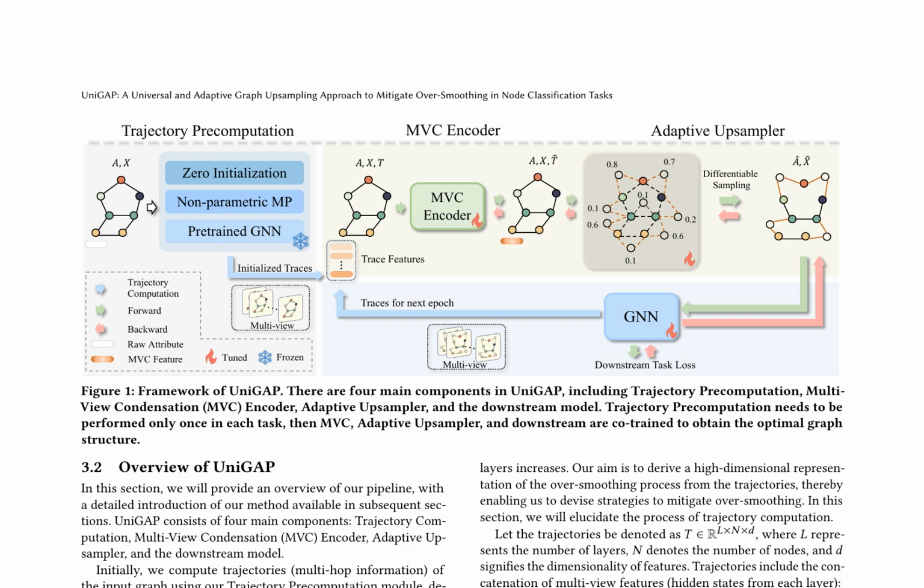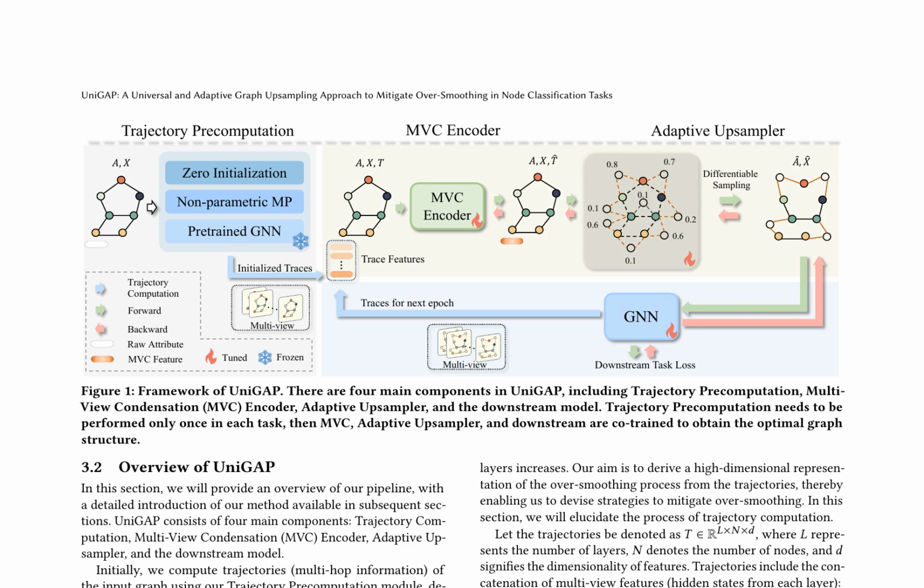UniGAP is a universal and adaptive graph upsampling approach designed to mitigate oversmoothing in node classification tasks. The framework consists of four main components: trajectory precomputation, multiview condensation, MVC, encoder, adaptive upsampler, and the downstream model. The trajectory precomputation module computes trajectories, denoted as T = P(G), where T ∈ R^(L×N×D) represents the trajectories and P denotes the frozen trajectory precomputation module.